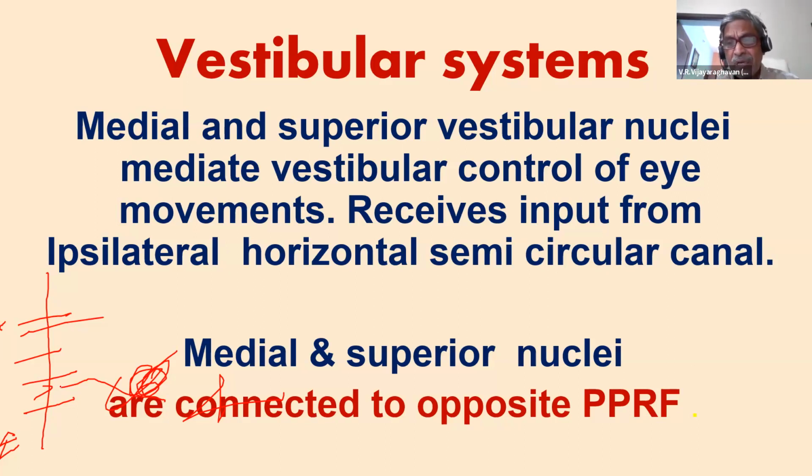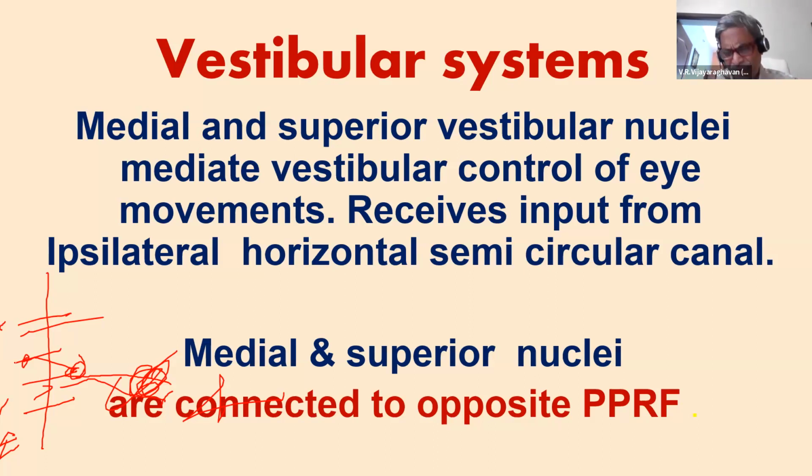Now what happens afterwards? Now the eyes have to move right and left. From the right vestibular apparatus, the impulse goes to the nuclei. From the nuclei, the impulse goes to my left side PPRF. Right means left. That means what? The right side vestibular nuclei sends impulse to my left PPRF. When left PPRF is stimulated, the eyes go towards the left side. Understand now? The vestibular nucleus sends impulses to the opposite side paramedian, that's the gaze center.